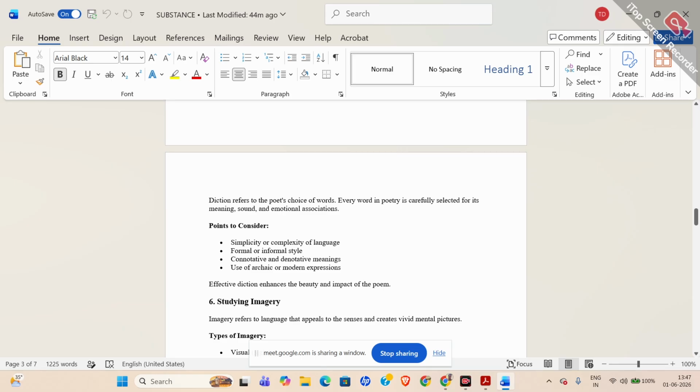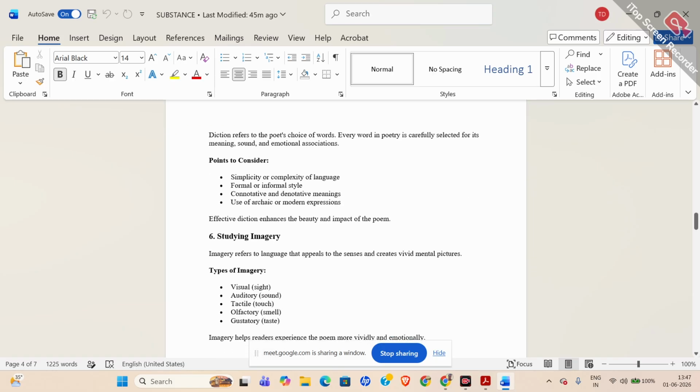Diction refers to the poet's choice of words, what types of words the poet is using. Are they simple, everyday words, or is he sometimes using big words which are difficult to understand? Every word in poetry is carefully selected for its meaning, sound, and emotional associations. So each and every word has its place in the poem.